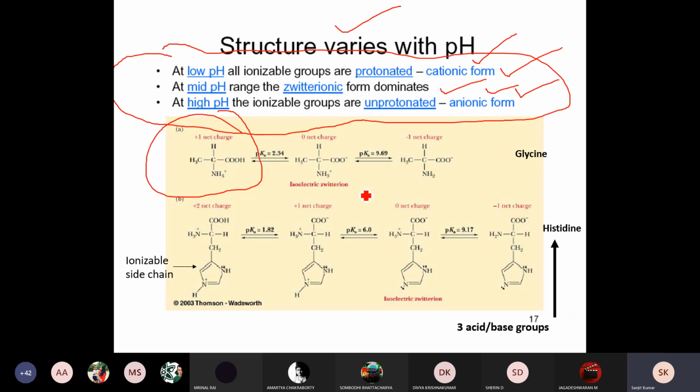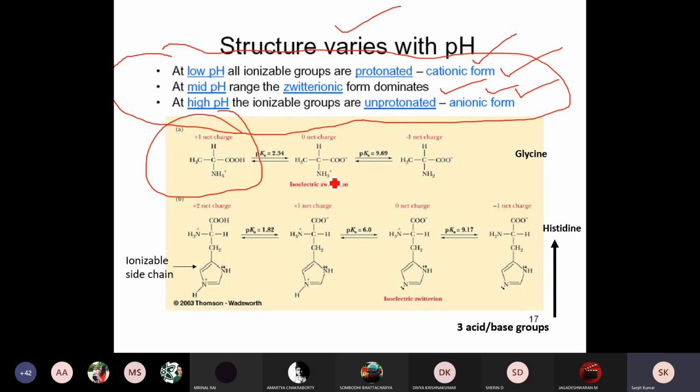If you want to calculate the pI value of glycine, then you just take the left and right pK values, 9.69 plus 2.3, divided by 2, and that will be the pI value for glycine.